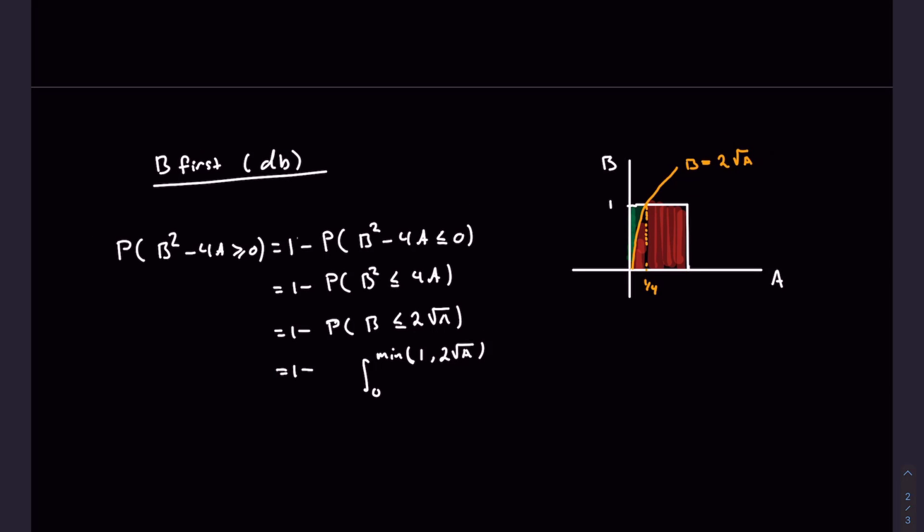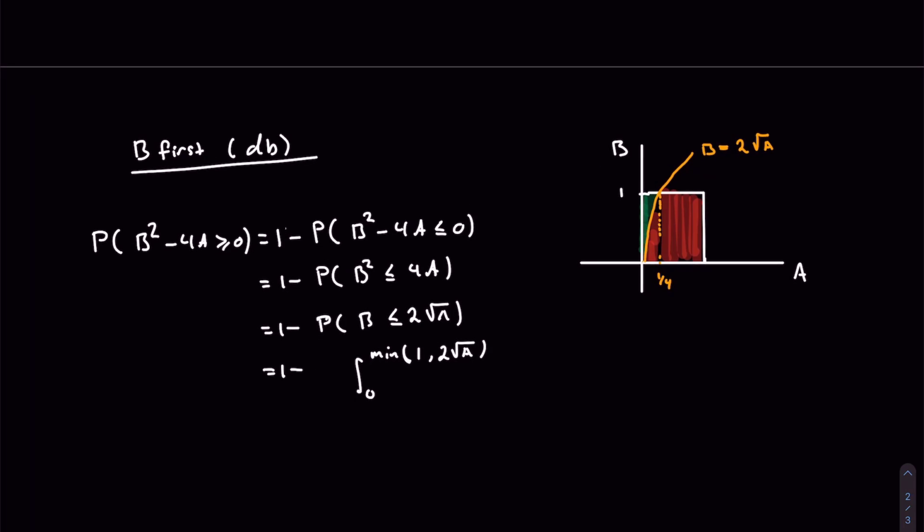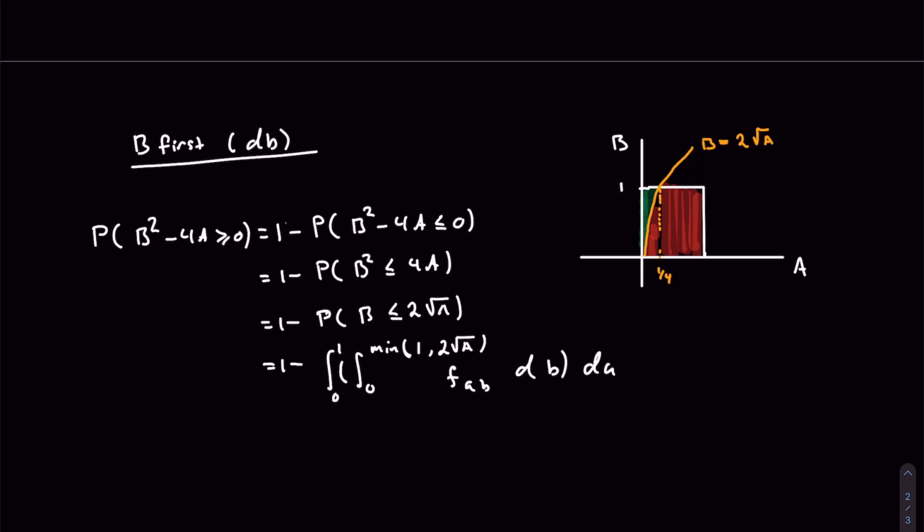And then we take the density f(a,b). Whoops, let's write small letters like so, integrating over the b region, and then we do the a region as the outer integral, and that goes from 0 to 1 over the whole support of a.